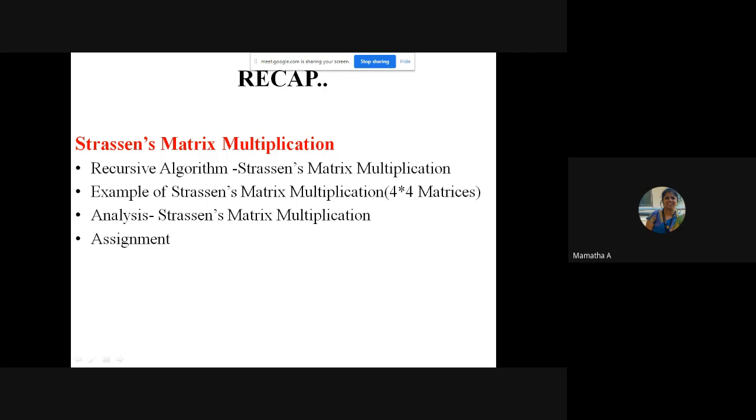Lesser than n cube, right? Yes, ma'am. n to the power of 2.807. Eight something, right? So we had got that order of growth, or I can say the number of multiplications made. And when I check with n equals 2, you can observe that 2 cube is 8 multiplications, and 2 to the power 2.80 something will give you 7. Okay. So we had seen that in the last class.